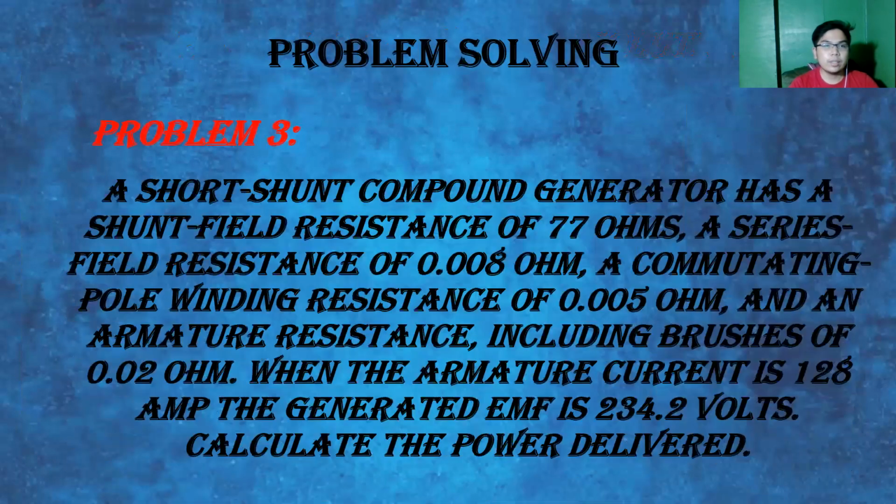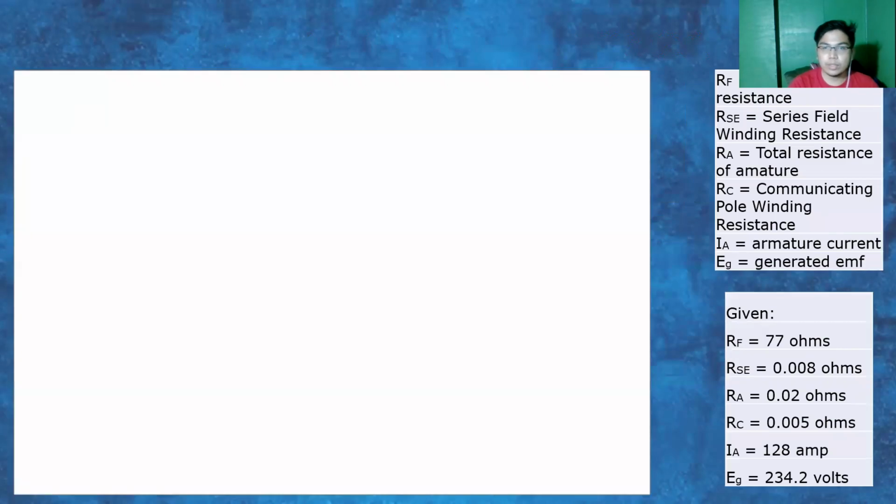Problem number 3. A short shunt compound generator has a shunt field resistance of 77 ohms, a series field resistance of 0.008 ohms, commutating pole winding resistance of 0.005 ohms, and an armature resistance, including brushes, of 0.02 ohms. When the armature current is 128 ampere, the generated EMF is 234.2 volts. Calculate the power delivered. So, what we are looking for here is the power delivered.